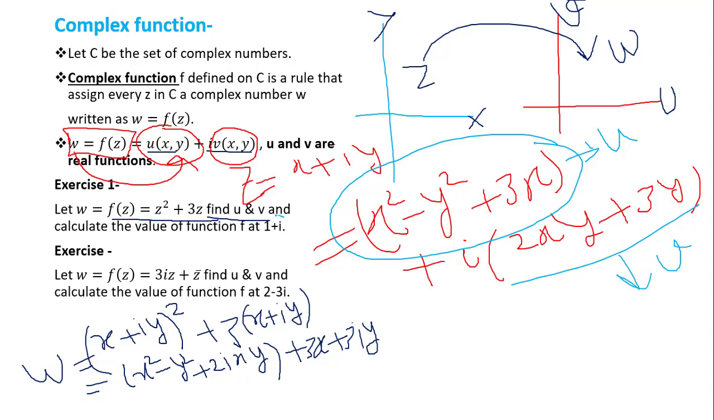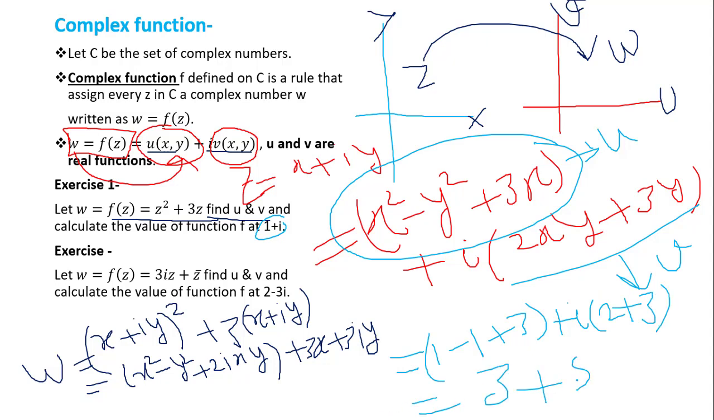In the next part it is asked to calculate the value of the function f at 1 plus iota. To get this, put 1 in place of x and 1 in place of y. So 1 square minus 1 square plus 3, plus iota times 2 plus 3. This gives us 3 plus 5 times iota. So this is how we solve this type of question.